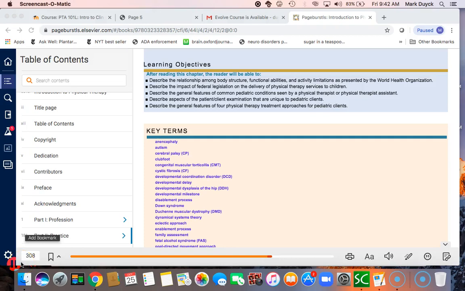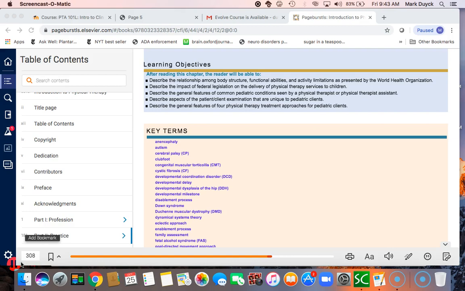Chapter 12 is written well. It has just a really good, I think, foundational approach to working in the physical therapy setting with children. I like how it's broken down.